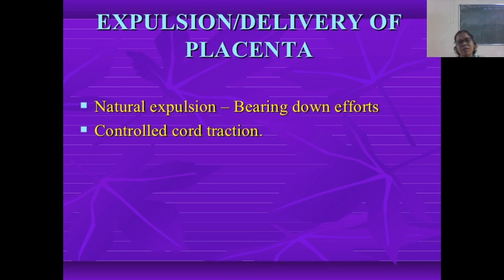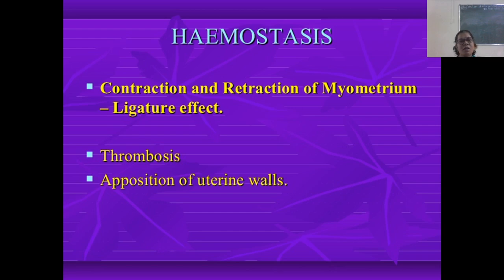Then expulsion or delivery of the placenta can be done by natural expulsion or controlled cord traction. Natural expulsion is nothing but bearing down efforts, and then controlled cord traction. We have seen how this method helps in delivery of the placenta. Then contraction and retraction of the myometrium, that is the ligature effect, along with formation of thrombosis and apposition of uterine walls, all help in securing hemostasis in the uterus once the placenta is separated and expelled.